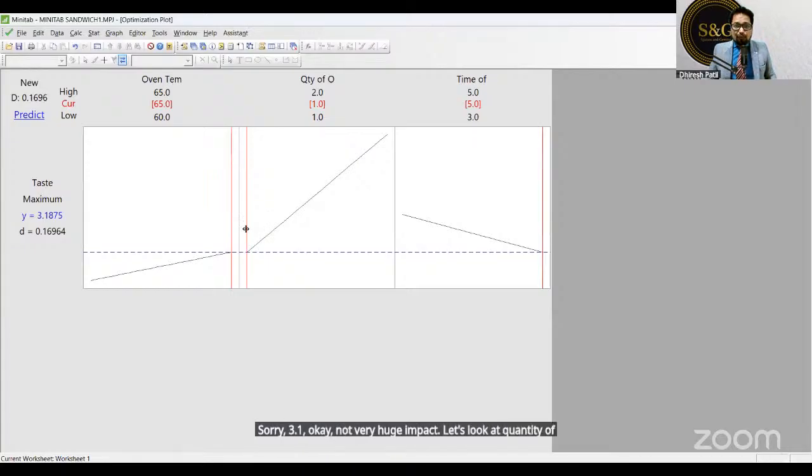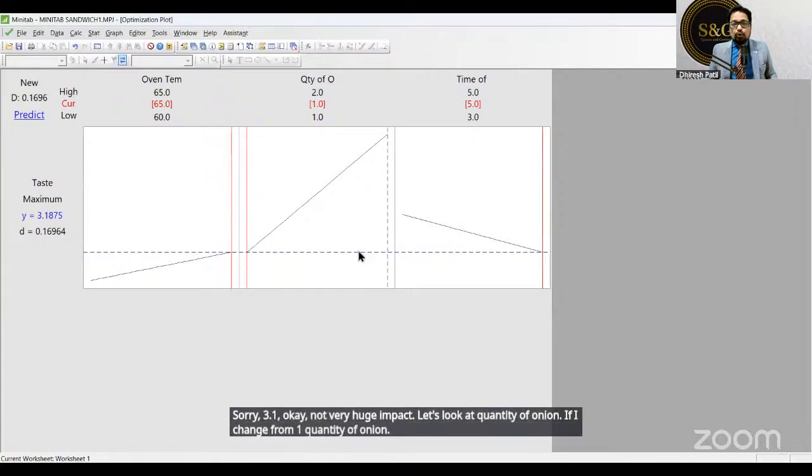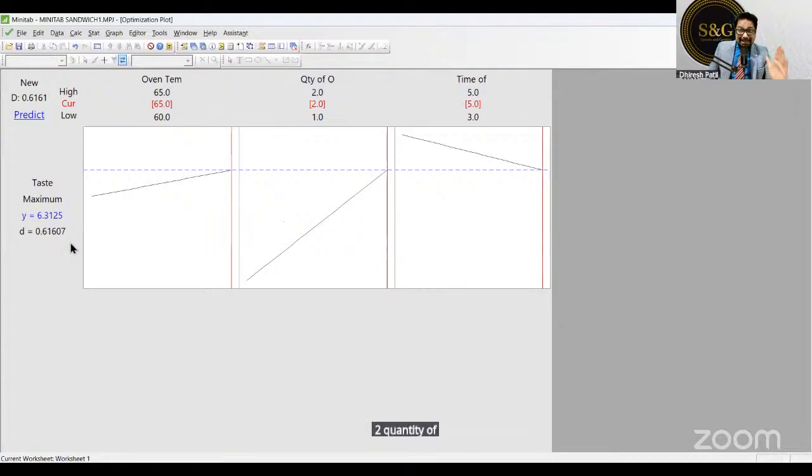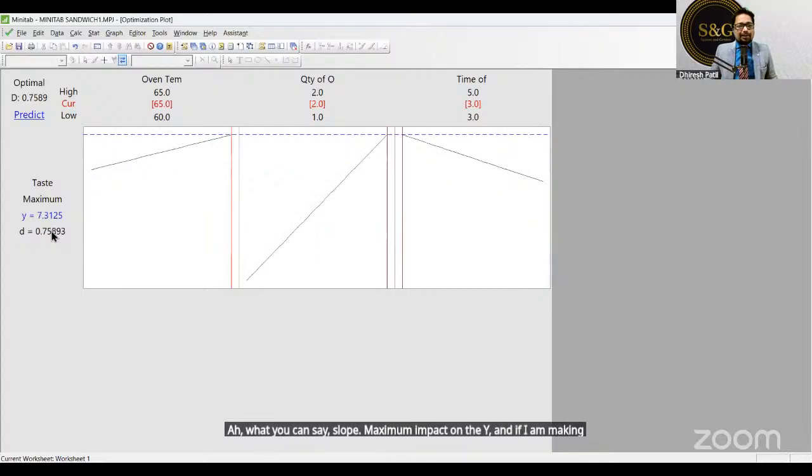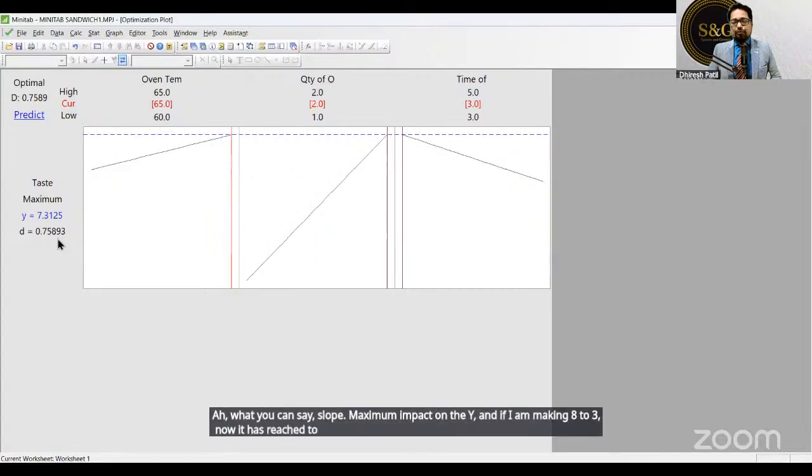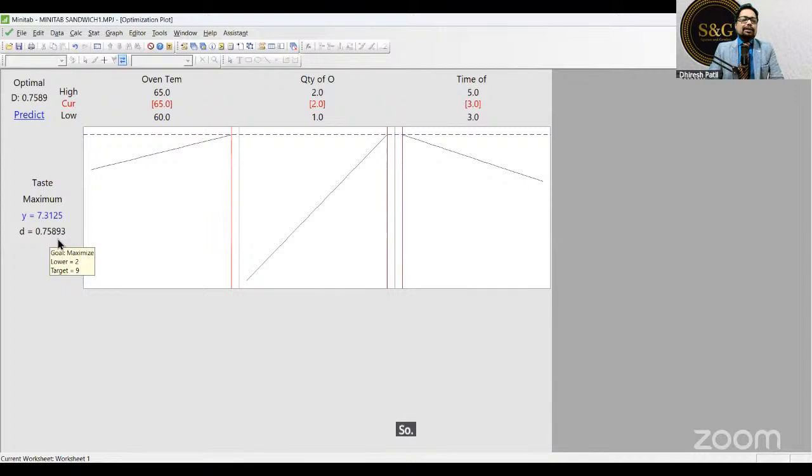If I change from 1 quantity of onion to 2 quantity of onions, from 3.1 it has jumped to 6.3. Can you see the huge jump? That's why this has the maximum slope, the maximum impact on the Y. And if I make it 3, now it has reached the maximum potential, 7.3. So this is called the design of experimentation.